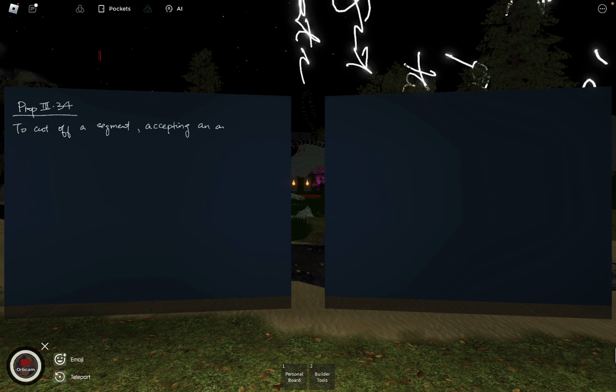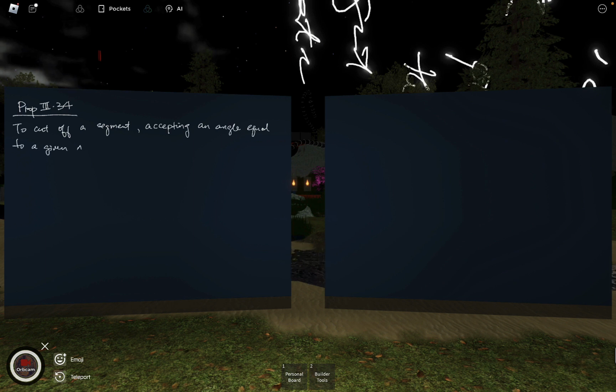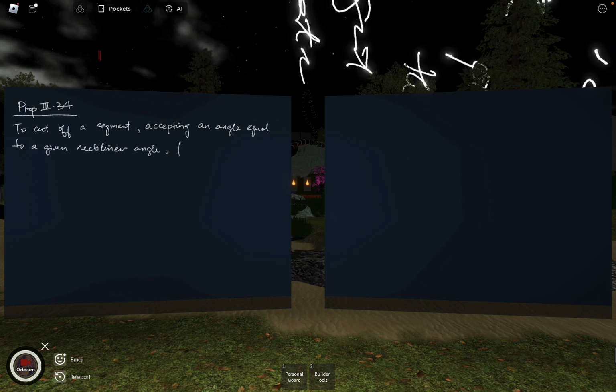Oh, so the difference here is that we're given the circle, whereas before we were given the line. So you're given the circle and the angle, and you do it before you have to construct the circle. So that's a bit more complicated. Equal to a given rectilinear angle from a given circle.